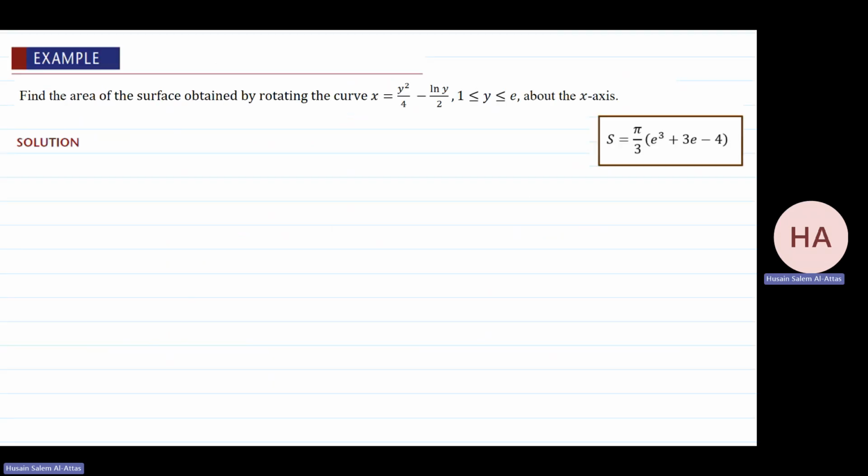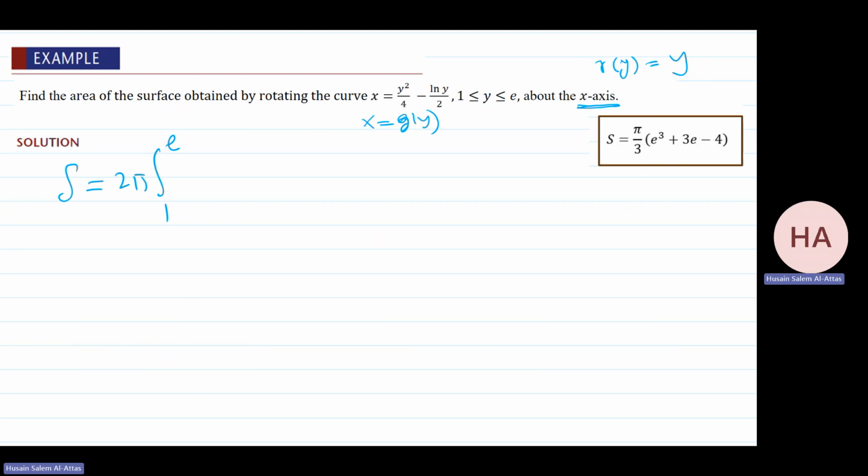Okay. Next, there's a surface of rotation, this one. Rotation about what? The x-axis. So r will be y. Now x is a function of y, so I'm doing things in terms of y, and that will be r(y). R(y) will be y, so leave it as y. So S will be 2π from 1 to e.